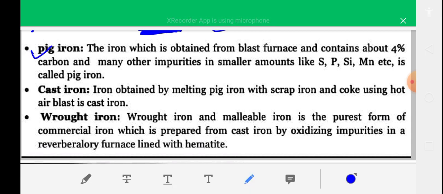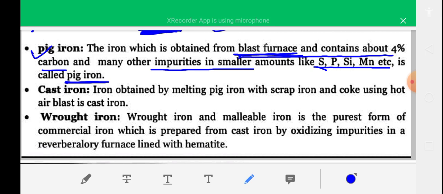The iron which is obtained from the blast furnace contains 4% carbon and many other impurities in smaller amounts: sulfur, phosphorus, silicon, manganese. This iron is known as pig iron. Pig iron is the iron obtained from blast furnace which contains 4% carbon and many other impurities like sulfur, phosphorus, silicon, manganese, etc. Now cast iron.